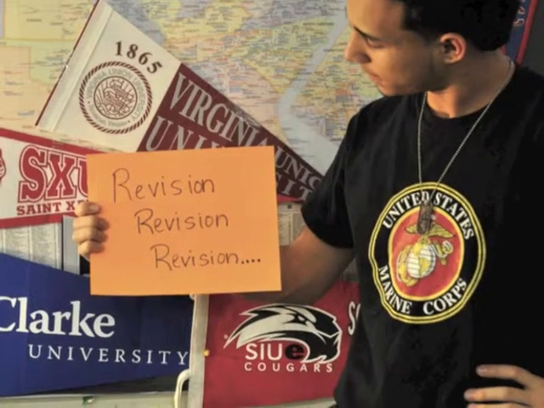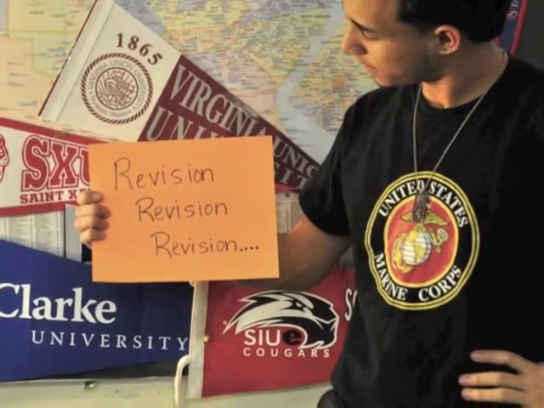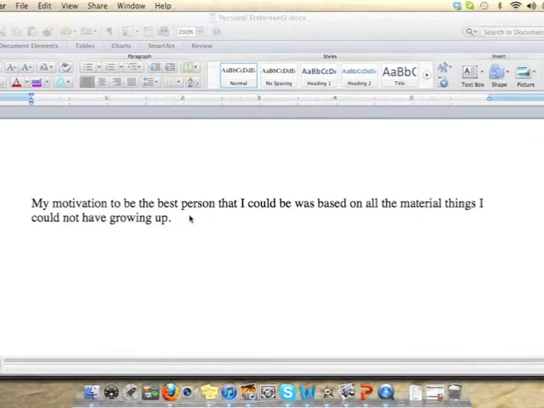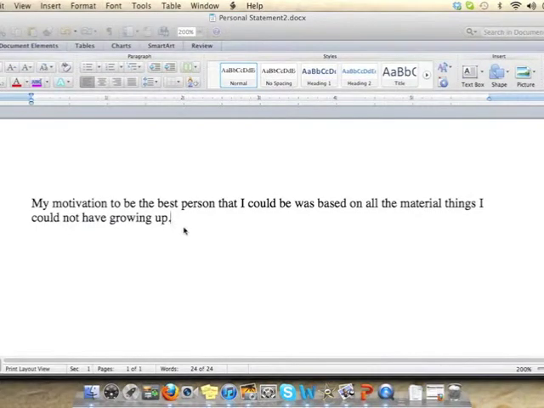Chapter 3, Revision, Revision, Revision. I'm going to begin by revising this sentence from a personal statement by getting rid of some of the extra words and making one of our strong words the main word in the sentence. First, I'm going to highlight the forms of to be in this sentence. These are the words we're going to try to get rid of.